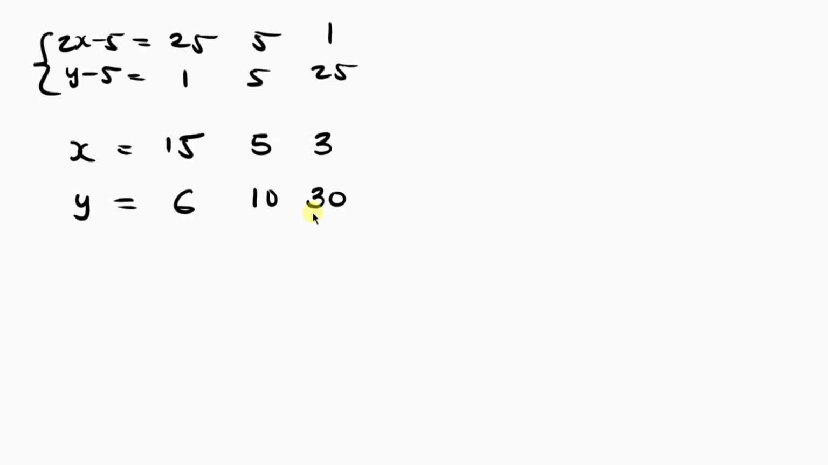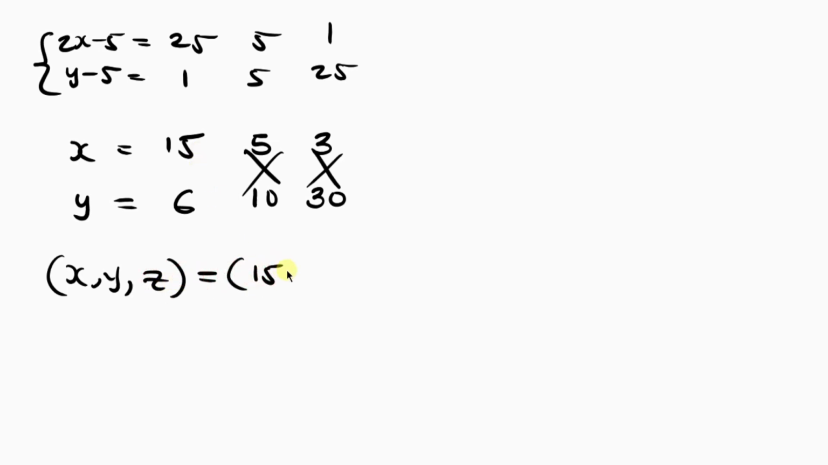And as we see in the question, x is larger than y. So we're going to reject the ones where y is larger. So I'm going to reject this and this since y is larger than x. And we're going to accept this. So the only solution we have for x, y, and z here is x equal to 15, y equal to 6, and remember z is 5. So we have 3 solutions from this question.